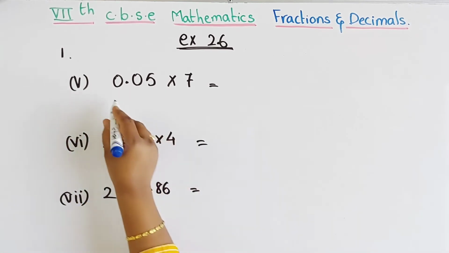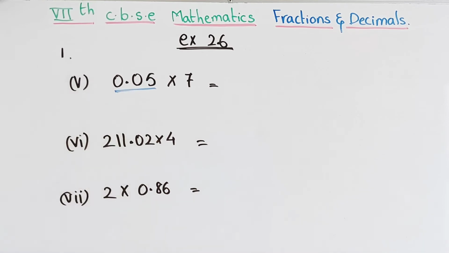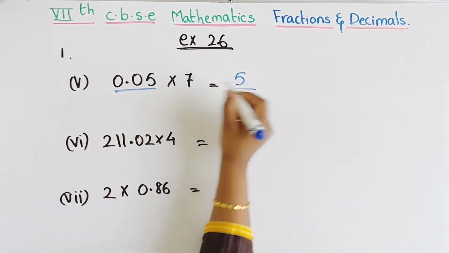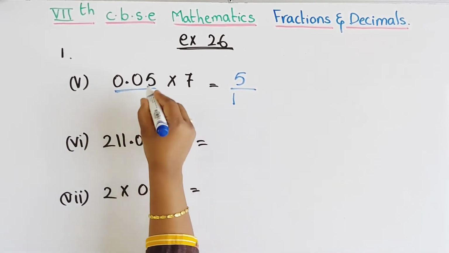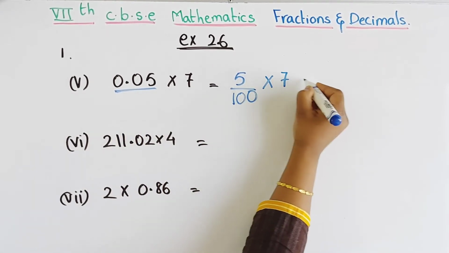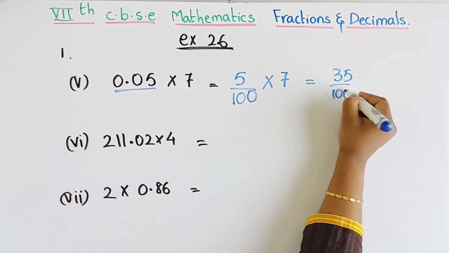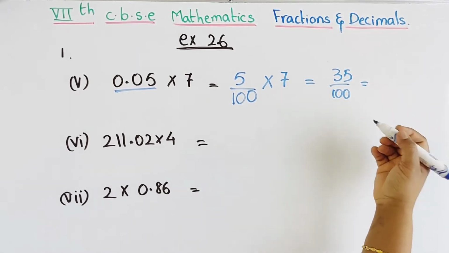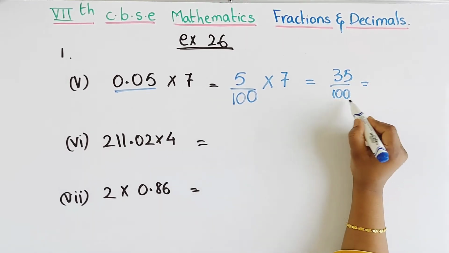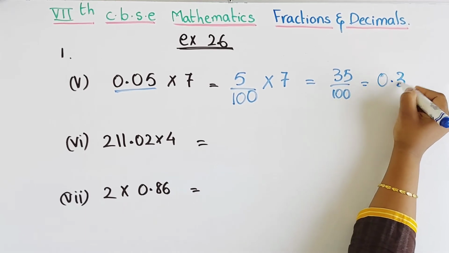Fifth question, children, 0.05 into 7. First we will change 0.05. That means 5 divided by 100, since the point is after 2 numbers, which means 2 zeros. 5 by 100 into 7. Now 5 sevens are 35 divided by 100. Now we have to change it into decimal. 35 by 100. Here we have 2 zeros in the denominator. That means this is 0.35, children.